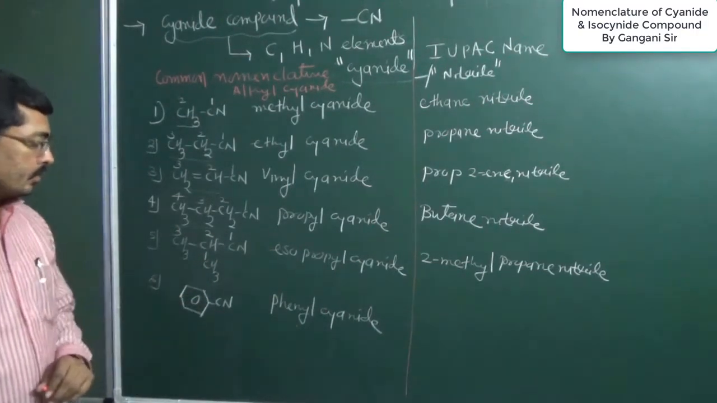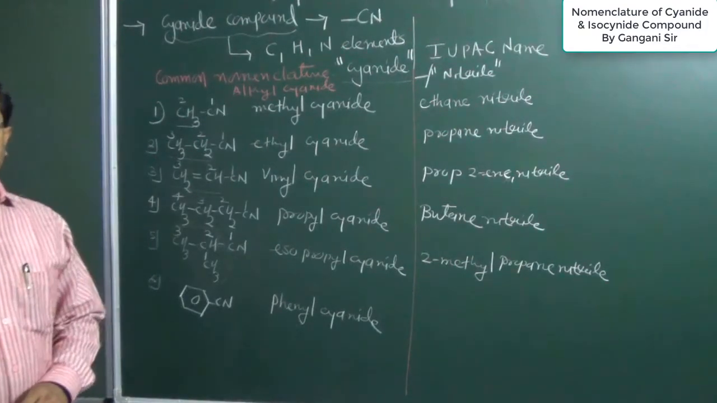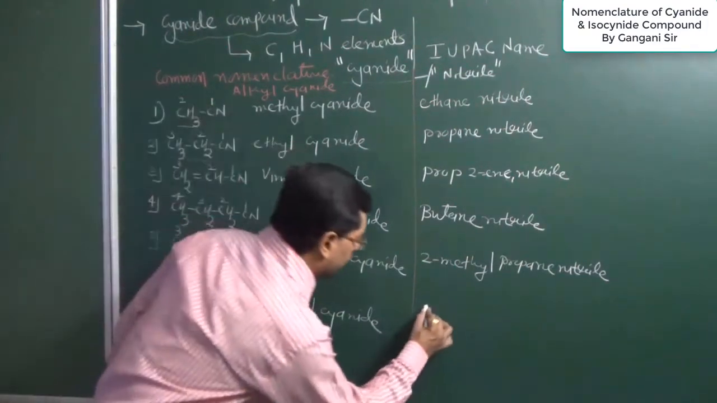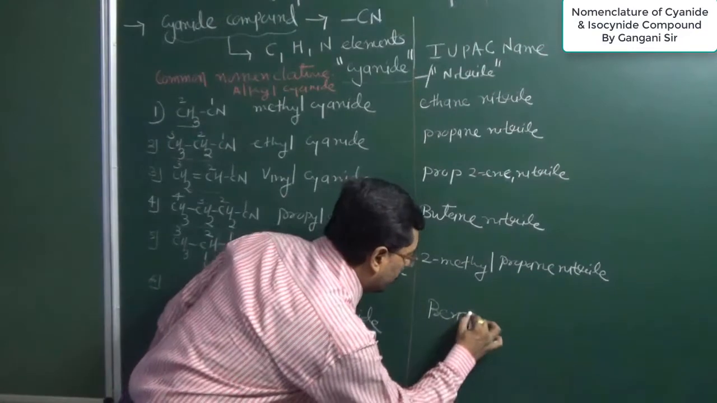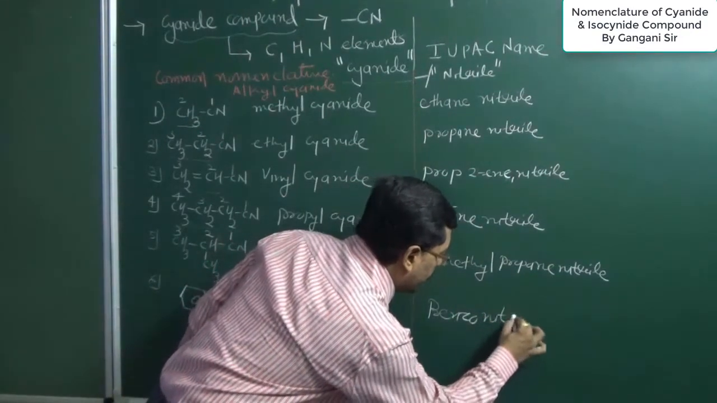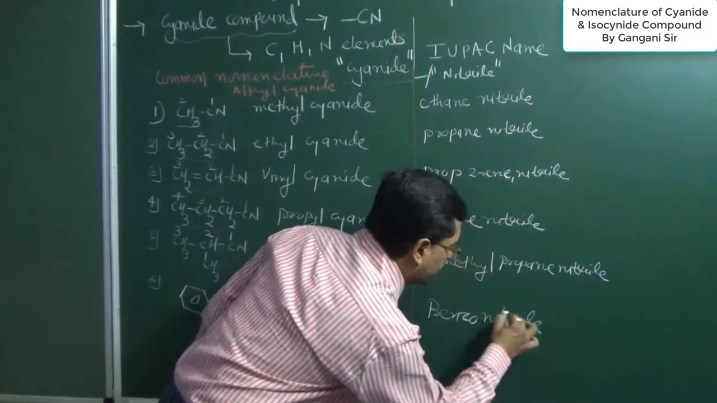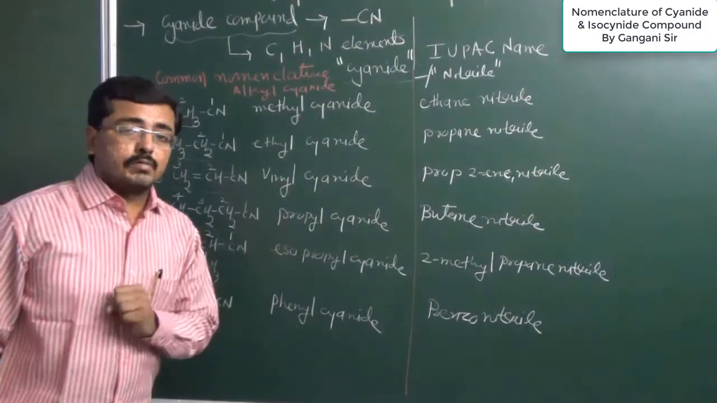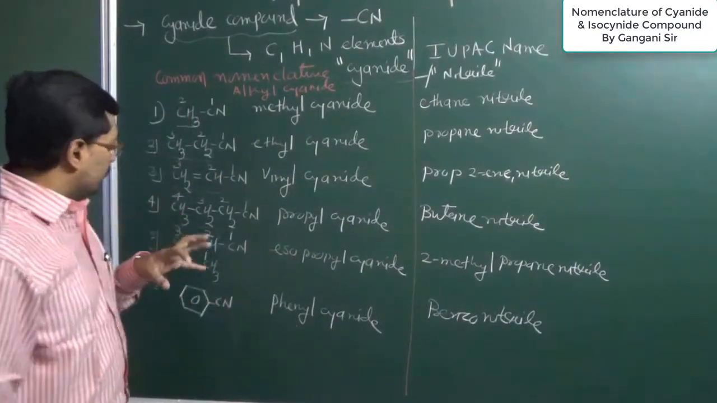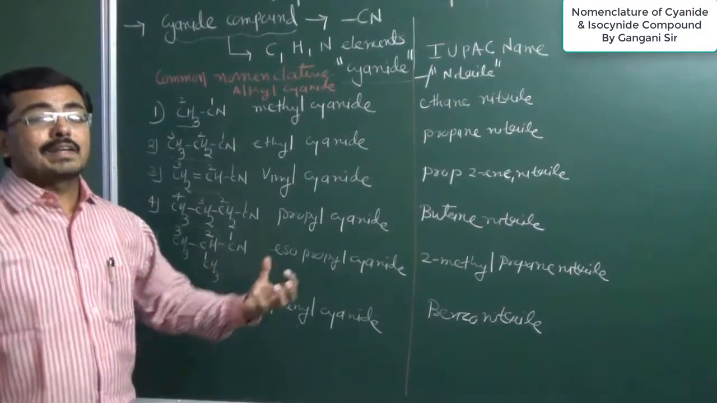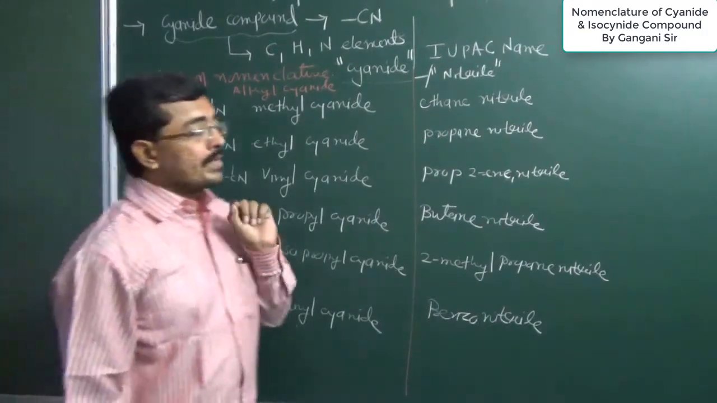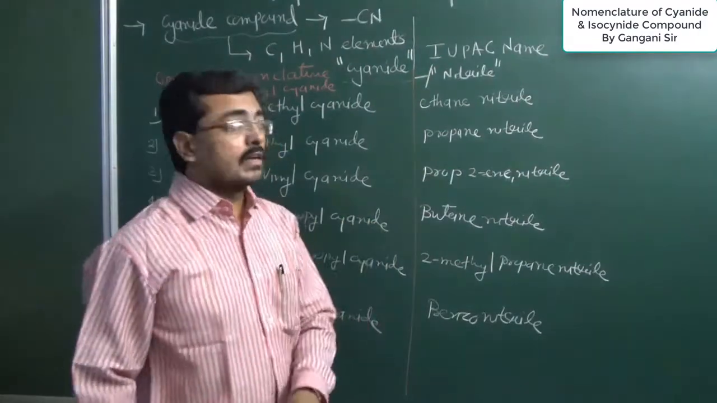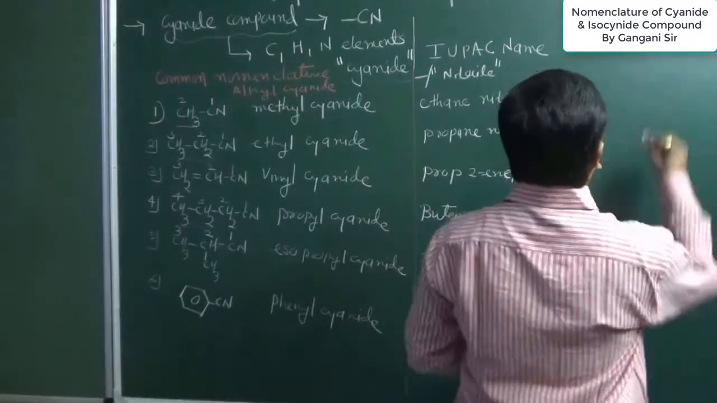Now for structure number 6, we have an accepted IUPAC name, and it is benzonitrile. So benzonitrile is accepted as an IUPAC name. Now there are also some ring structures. If the cyanide group is attached to a cyclic structure, then for IUPAC nomenclature we use the word carbonitrile. So I will write it here.